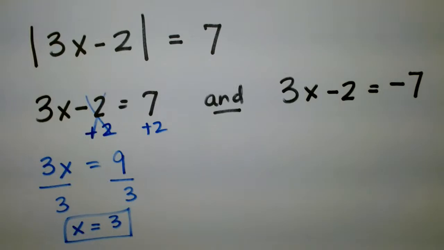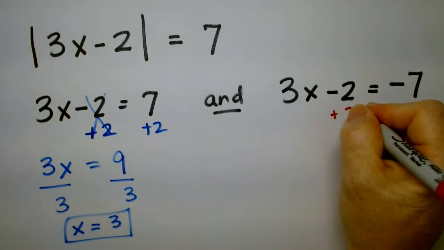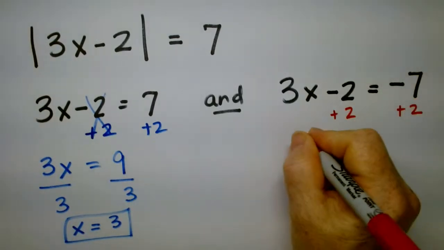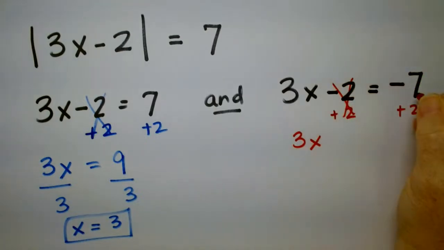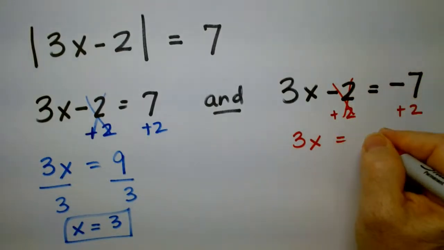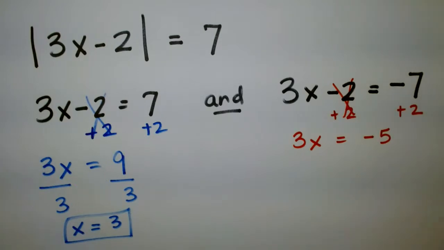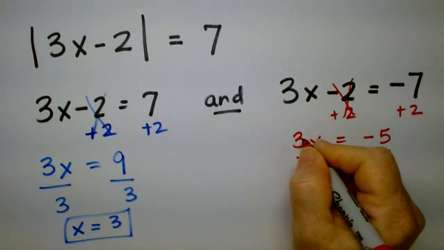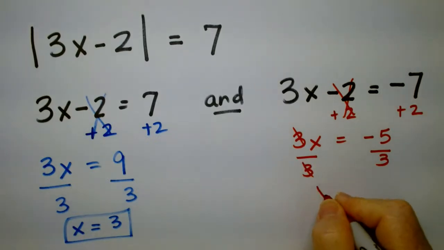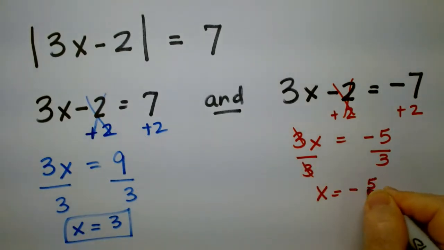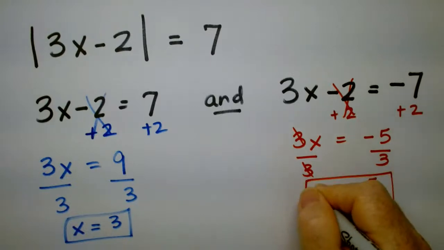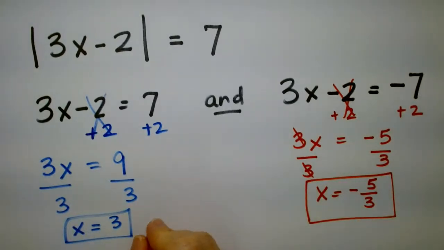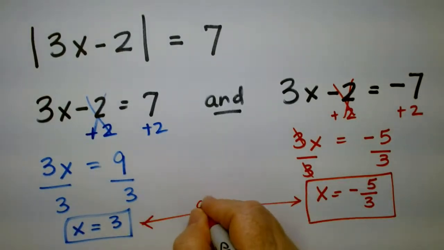All right, let's go over here. I'll do this one in red. Okay, so I'm going to have a plus 2, 3x, this goes away, minus 7 plus 2, that's equal to a minus 5, right? Because 7's the more negative number. Divide both by 3, because that's whatever's in front of the x. X is equal to minus 5 over 3. Doesn't that seem like a funny answer? So both of these will work.